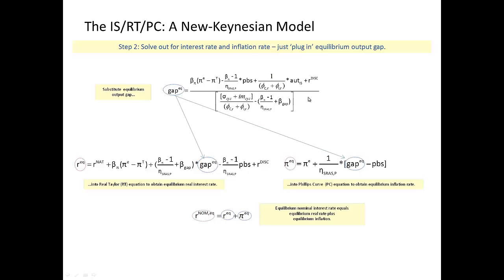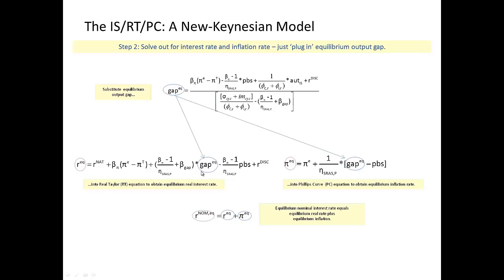So now our step 2, we want to get the equilibrium real interest rate, the equilibrium inflation rate, and then we want to get the equilibrium nominal interest rate. How do we do that? Well, if we already did this calculation here for the gap, then we take the equilibrium gap along with all of the other elements of these equations and we plug them in.